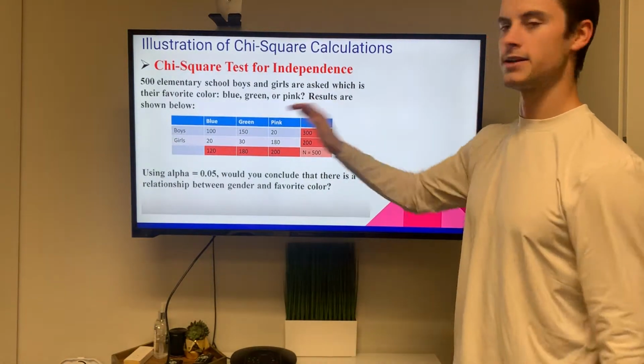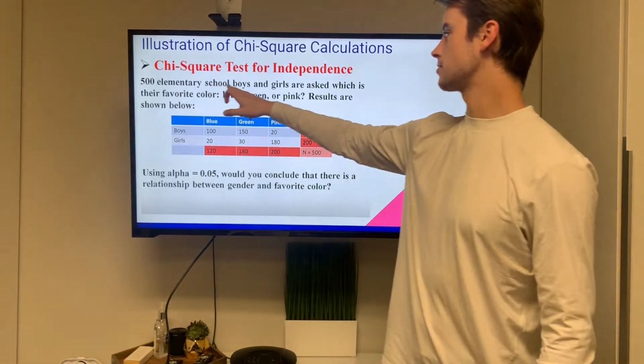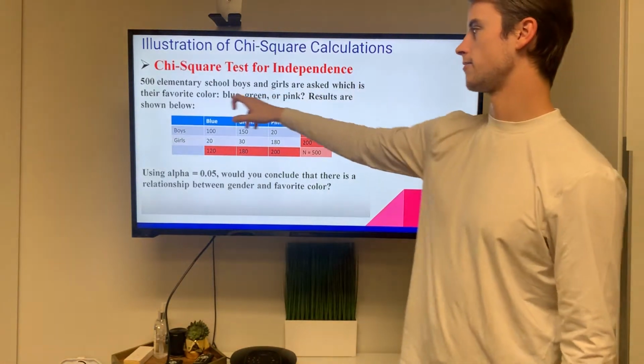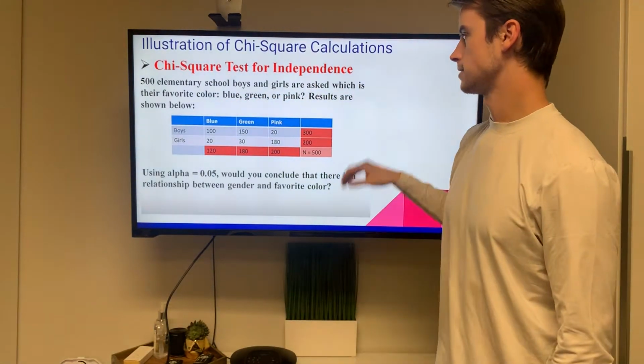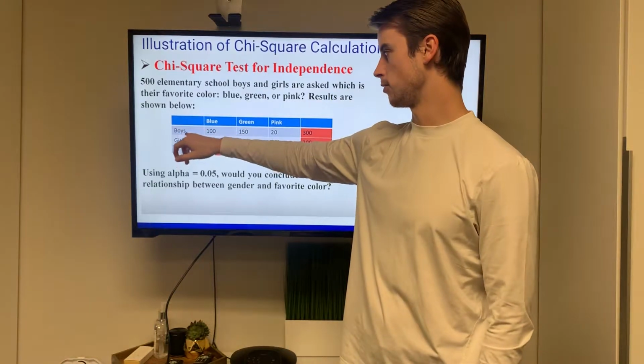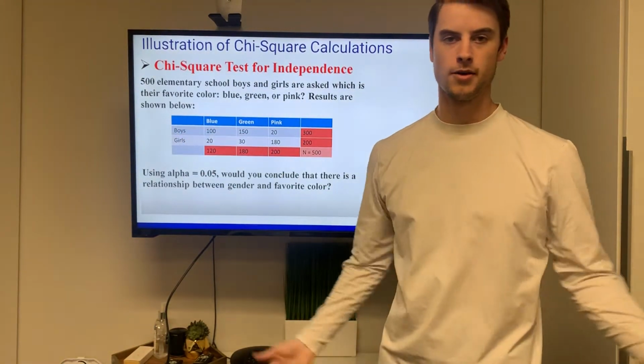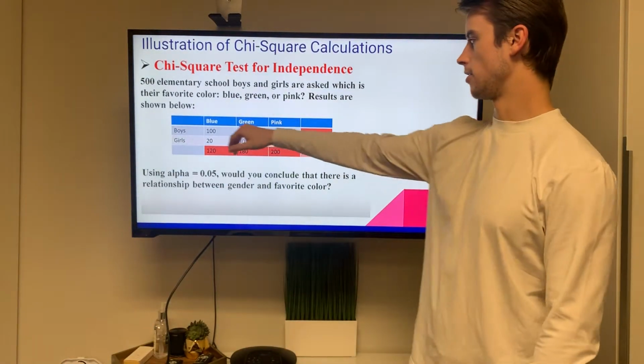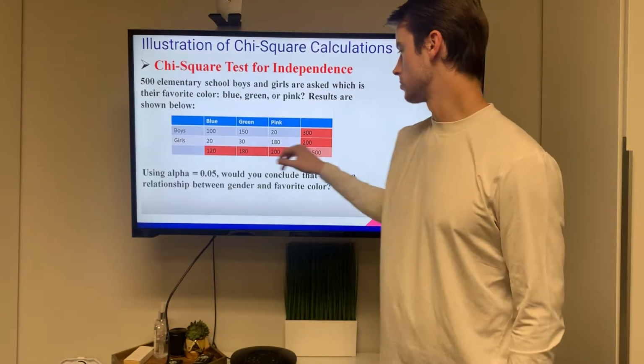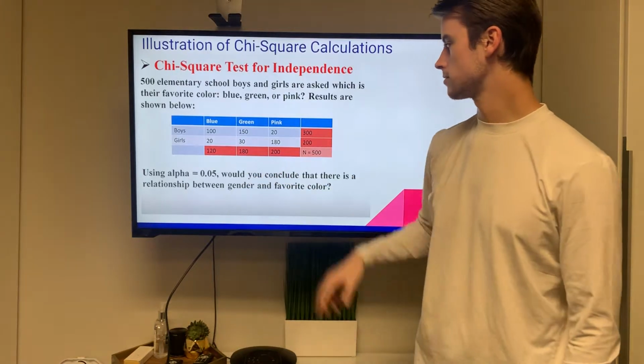So, a really simple example, right? We have 500 elementary school boys and girls who are asked which is their favorite color: blue, green, or pink. The results are shown below. We have our boys here, girls here, blue, green, pink, and then they're divided up based on what their favorite color is, right? So we have our row totals here, and then our column totals, okay?